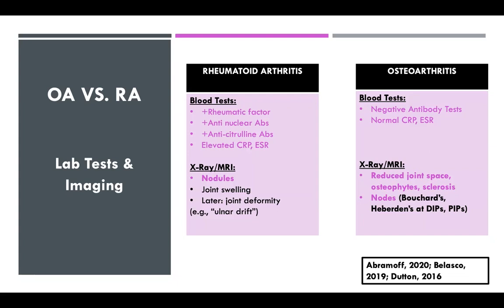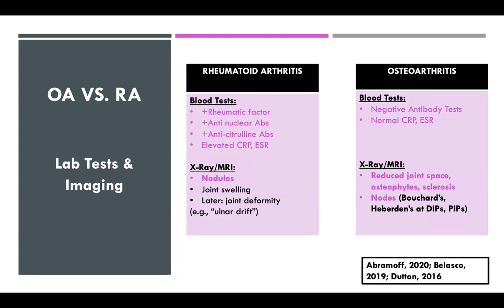X-ray, MRI findings, again, patients may have this, they may not. Upon X-ray or MRI, in rheumatoid arthritis you could show nodules at the joint and swelling. Joint deformities come later in the pathophysiology of the disease.